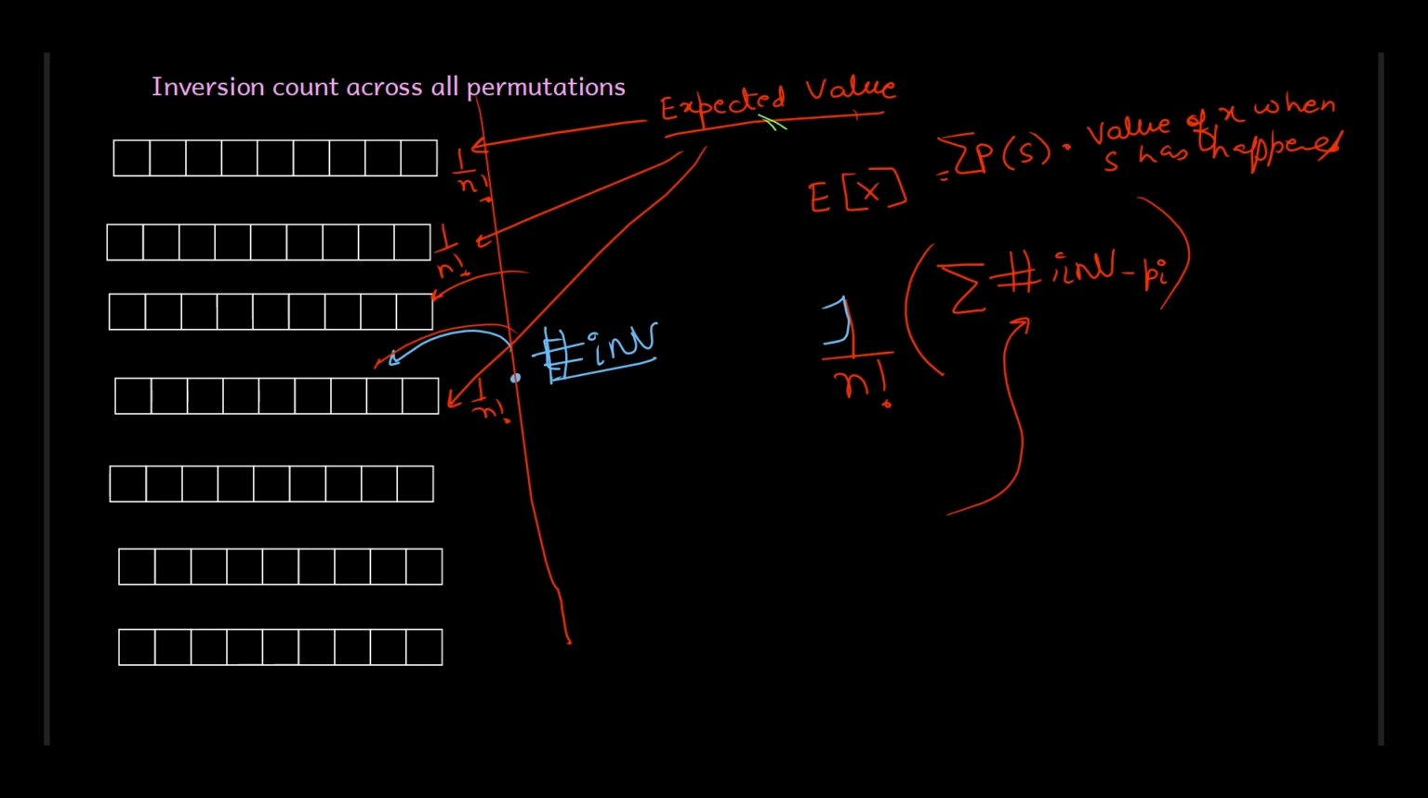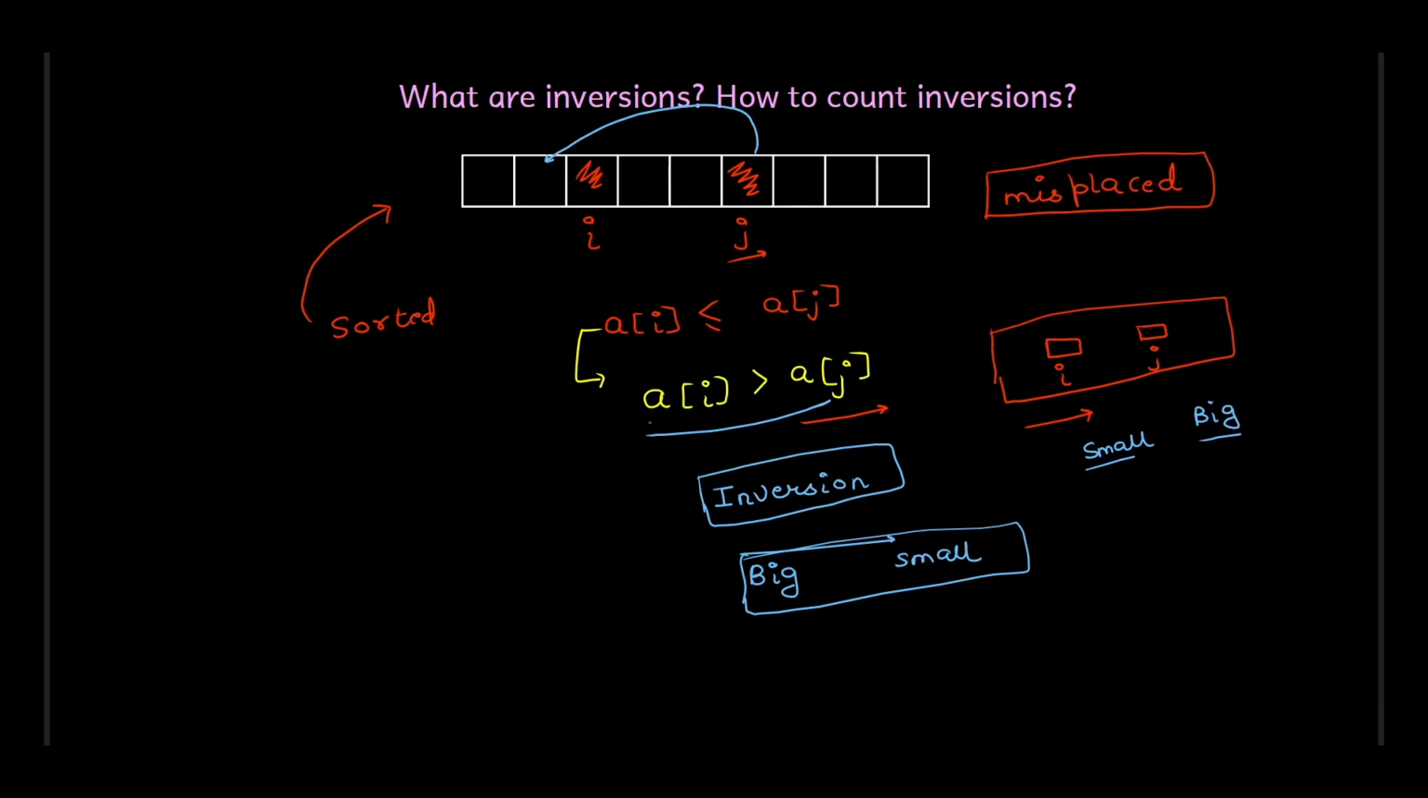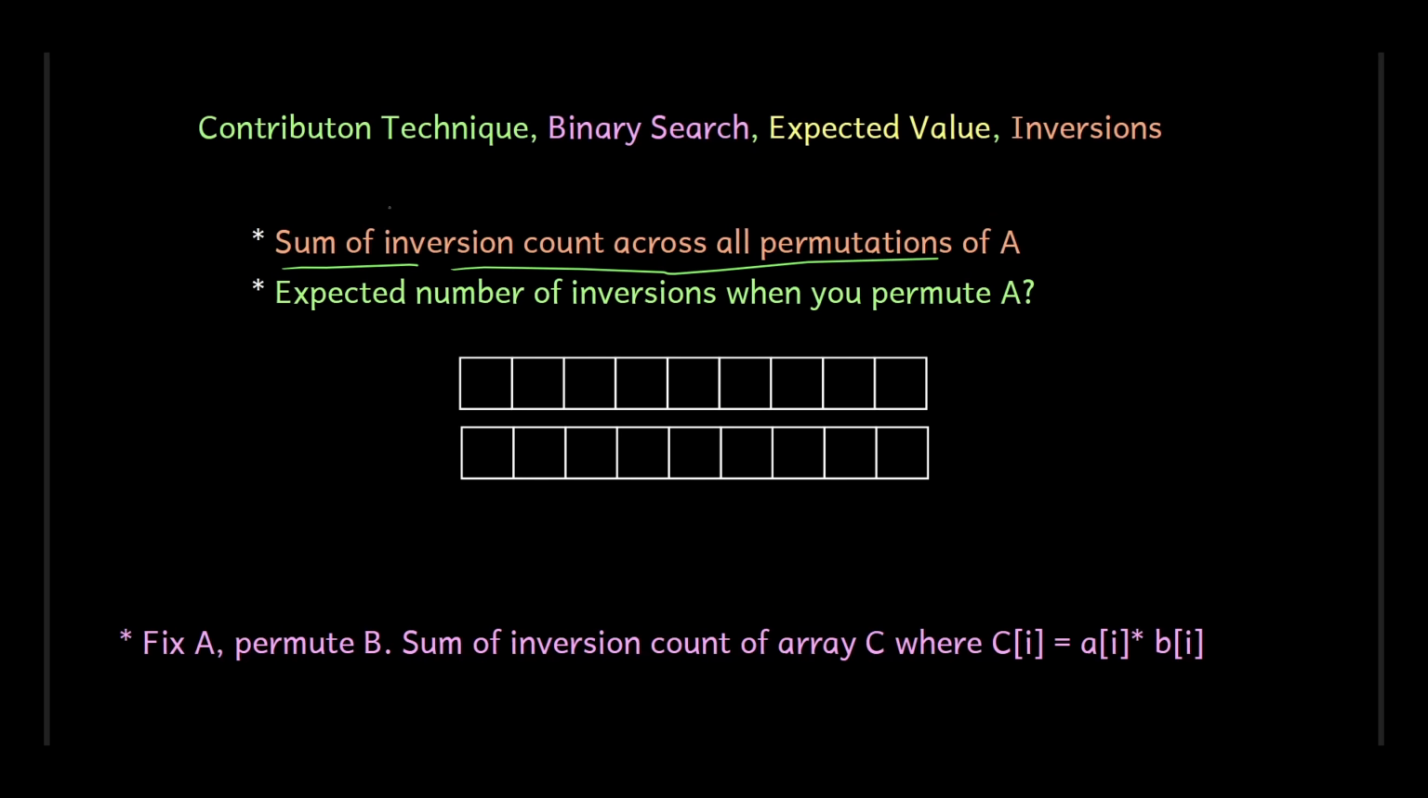So you don't bring probability into the picture at all. You find out the number of ways to do a certain thing, and then you simply divide it, because the probability of a permutation being picked is 1 upon n factorial, and then you have to sum it up across all the permutations. And that is the problem that we just discussed, how to compute the number of inversions across all permutations. So this part we already know how to do with the contribution technique. It means that the answer of this problem that looks very complicated, what is the expected number of inversions when you permute A, is nothing but the answer to this problem divided by n factorial. As simple as that.